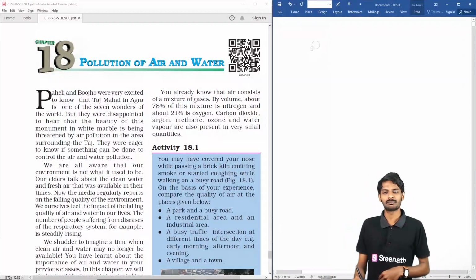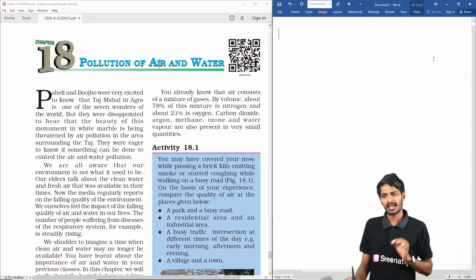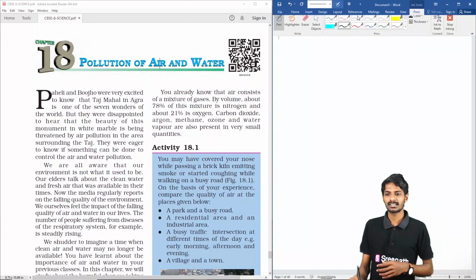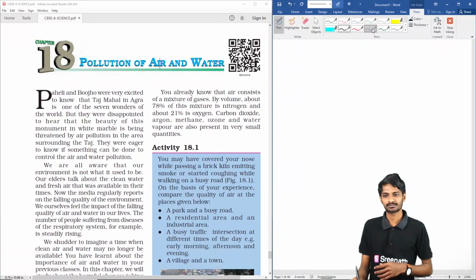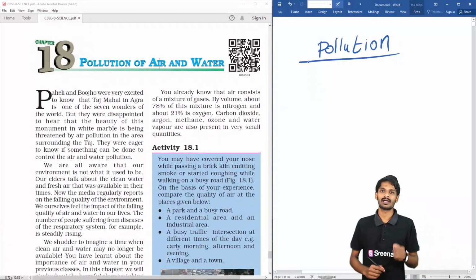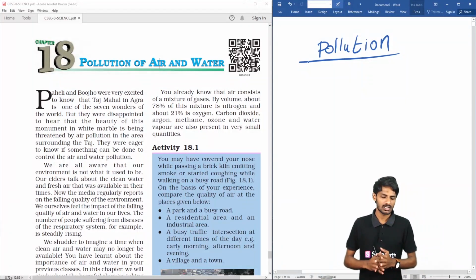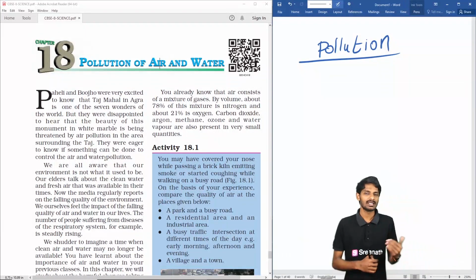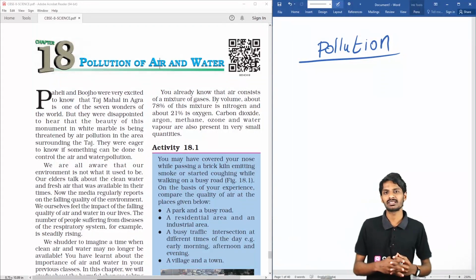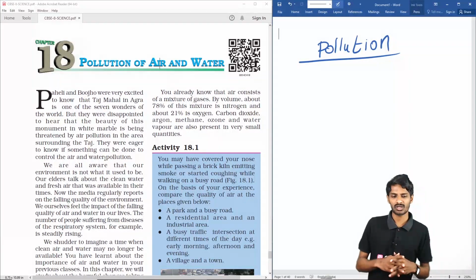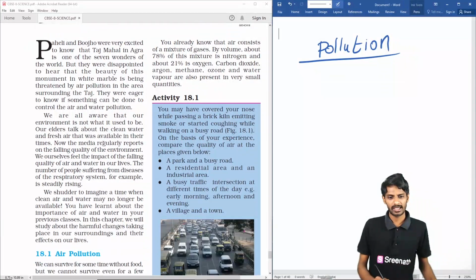We will start the discussion regarding pollution of air and water. This is the 18th chapter in the 8th class science subject, which is the last chapter. Okay students, we'll start the discussion about this chapter, pollution. Here it is the air pollution and the water pollution. Before we start this session, we will just see the overview of this chapter. Then we will discuss each and everything in detail, and we will see the summary, and we will end this chapter, students. Okay. Pollution of air and water.